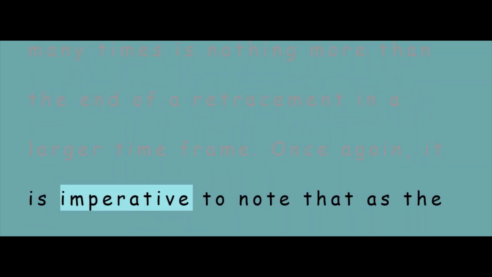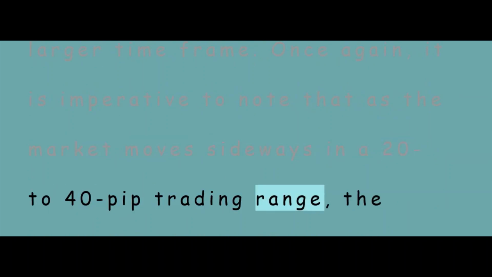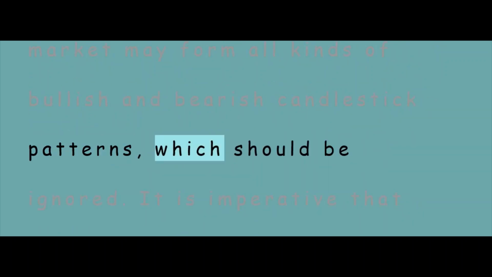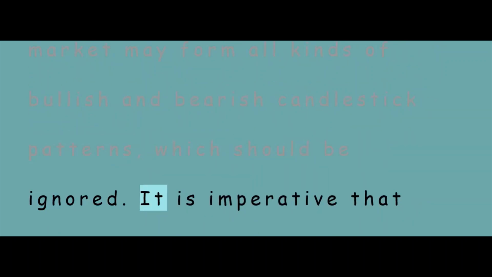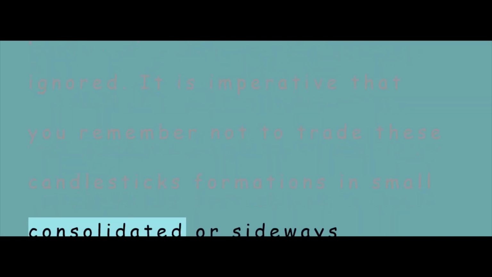Once again, it is imperative to note that as the market moves sideways in a 20 to 40 pip trading range, the market may form all kinds of bullish and bearish candlestick patterns, which should be ignored. It is imperative that you remember not to trade these candlestick formations in small consolidated or sideways movement.